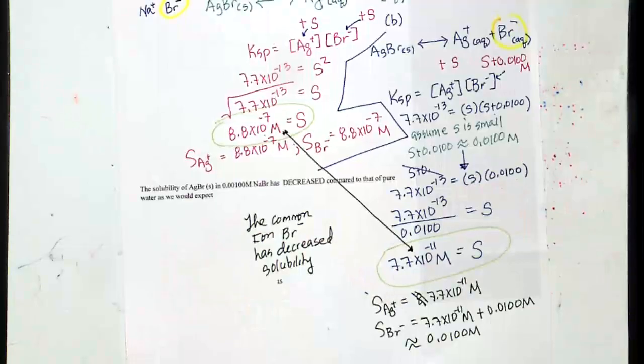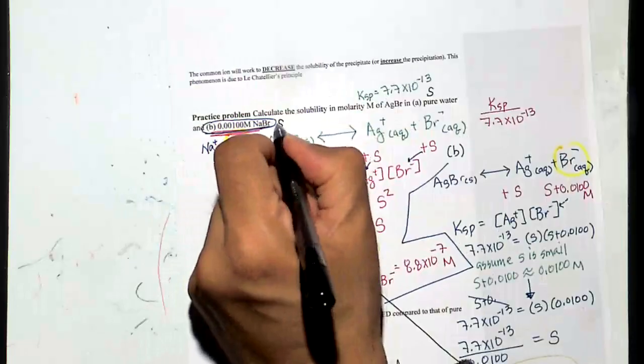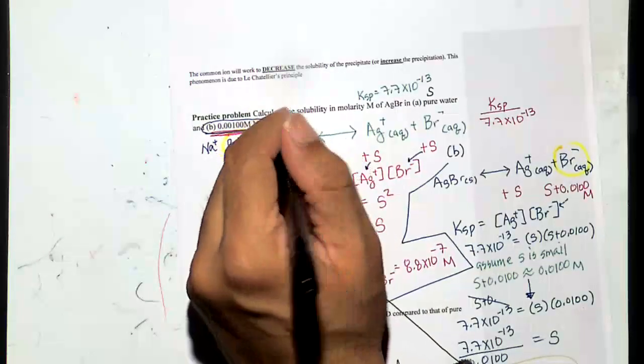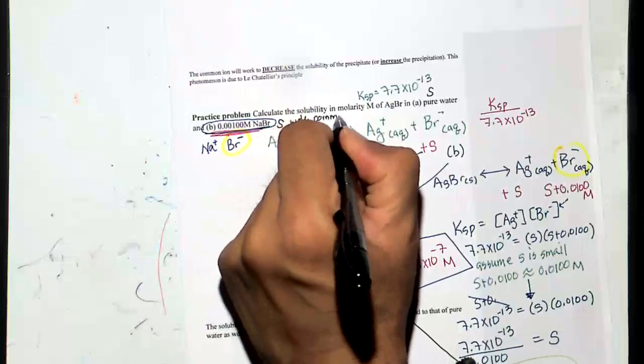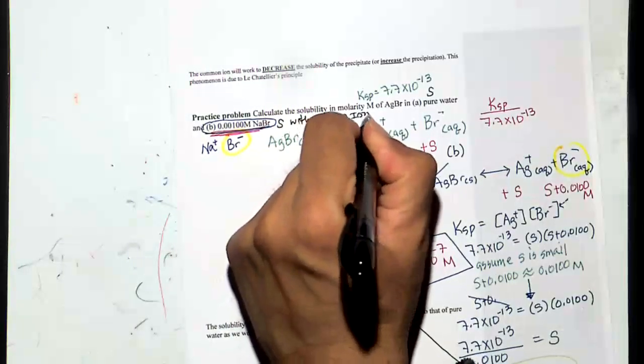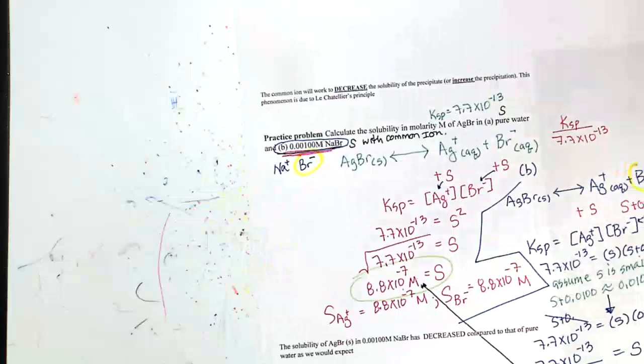Right, so can we do this on the exam, something like this? Let's prepare ourselves to do a KSP problem, calculating the solubility as before, but in the presence of a common ion. All right, page 16, we'll do another one like this.